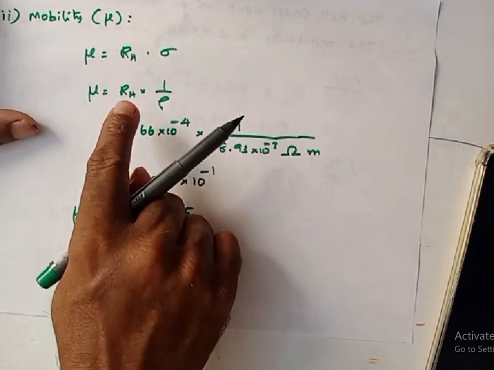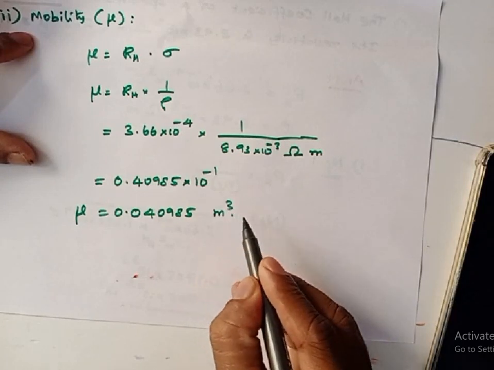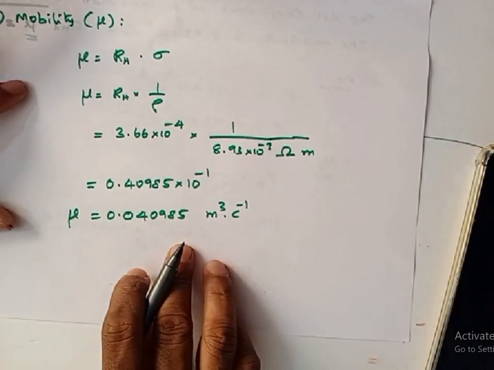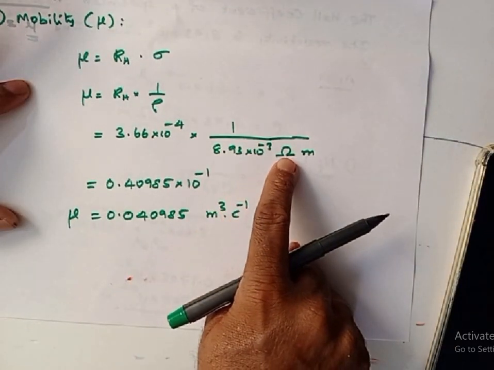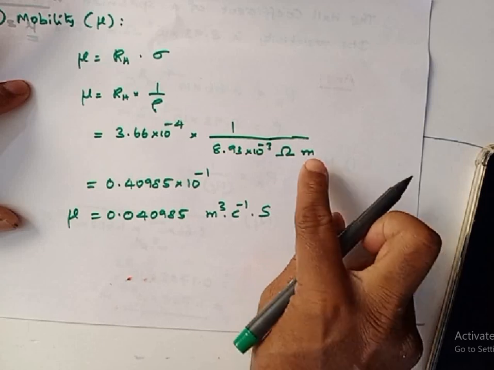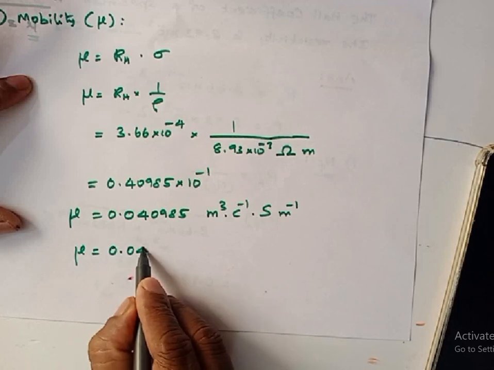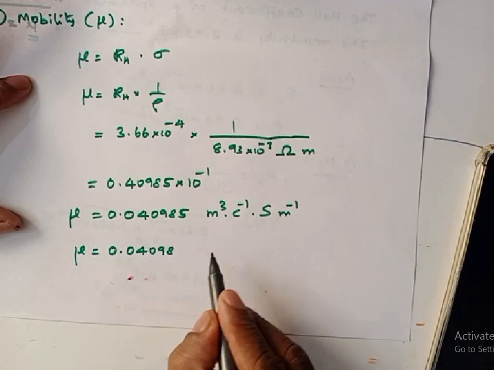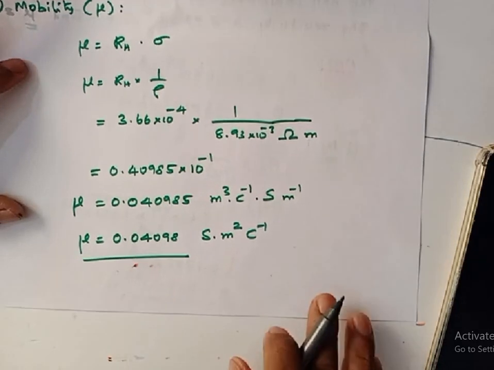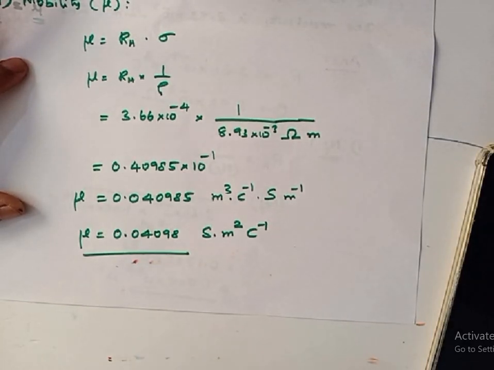The unit for the Hall coefficient given here is meter cube per coulomb, correct? Meter cube per coulomb is the unit for the Hall coefficient, and here we have ohm meter. If you bring it to the numerator, you get ohm inverse. Ohm inverse is nothing but Siemens. Meter, if you bring it to the numerator, you get meter inverse. So the mobility mu is equal to 0.04098 Siemens meter squared per coulomb. Yes, this is the mobility of the charge carrier in this given specimen.